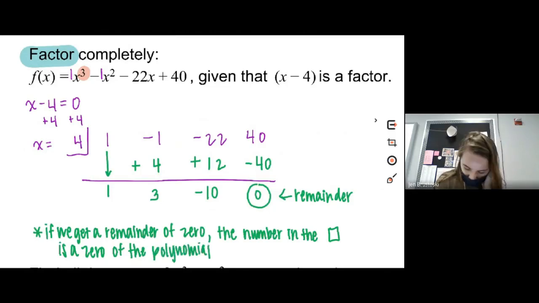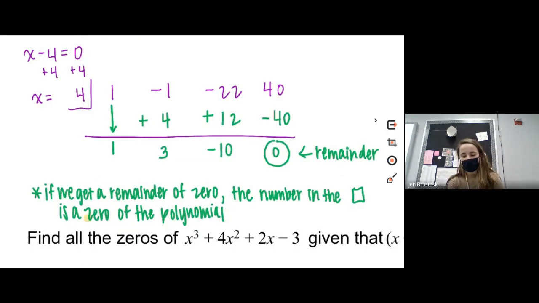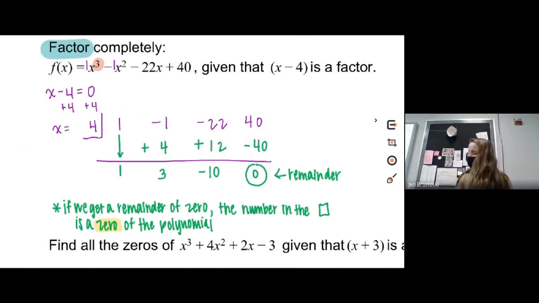I'm not very good at writing and talking at the same time. Okay, so if we get a remainder of 0, then the number in the box is a 0 of the polynomial. Remember that 0 is also solution, root, x-intercept. Those all mean the same thing. So if the remainder is 0, like this here, this means that 4 is a solution, a 0, a root, all that good stuff. Okay?